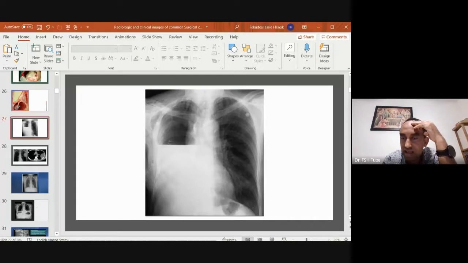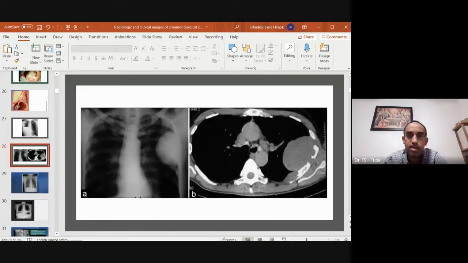Why is that? Yes, you see subcutaneous emphysema here, I showed you. So there is some degree of subcutaneous emphysema. It could be due to trauma, so hemopneumothorax. Excellent, guys. What is the differential diagnosis for this?